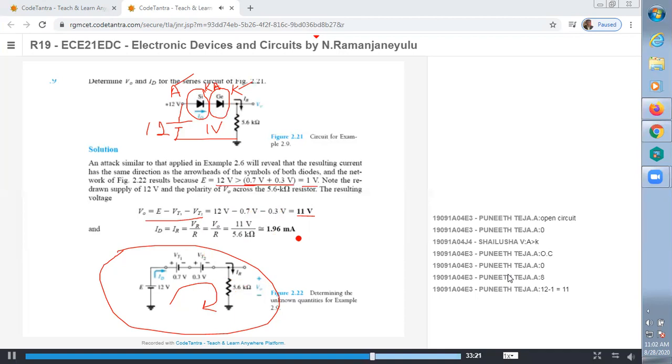That is approximately equal to 1.96 milliamperes. Like that you solve the problems, right?